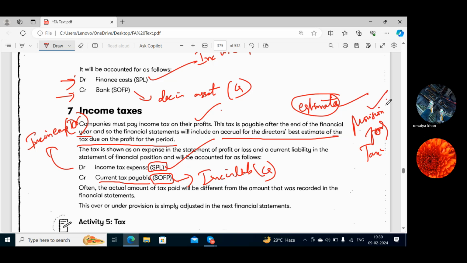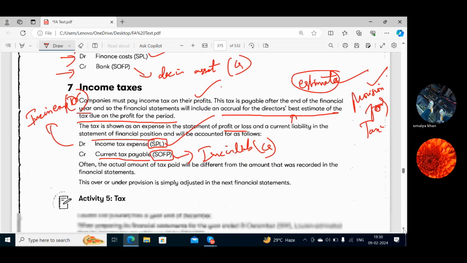So this is a liability, provision is a liability. So the financial statements will include an accrual for the director's best estimate of the tax due on the profit for the period. That's the reason why here they have written increase in expenses debit, and again increase in liability, because you need to pay tax, right? So it is a credit. So tax is shown as an expense in the statement of profit or loss and current liability in the statement of financial position, and this is the entry for that.